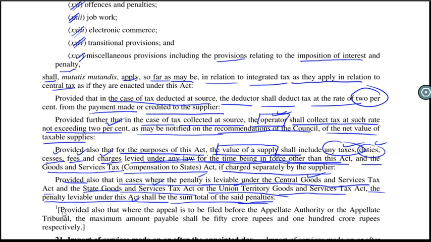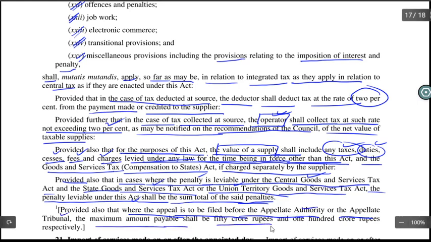Let's see what the next proviso states. Where the appeal is to be filed before the appellate tribunal or appellate authority, the maximum amount payable shall be 50 crore rupees and 100 crore rupees respectively. So in case of appellate authority it is 50 crore rupees, in case of appellate tribunal it is 100 crore rupees.